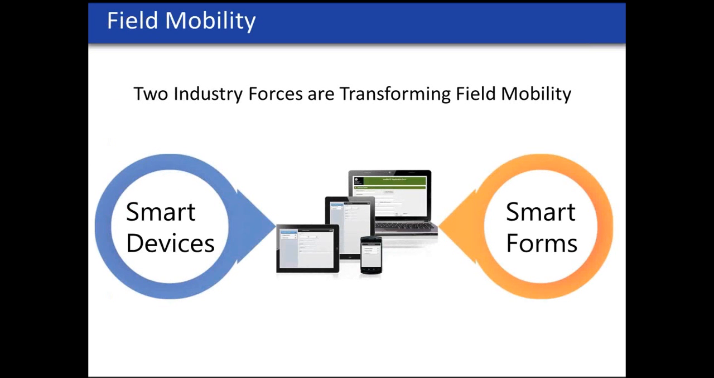Okay, so let's look at the industry forces. There are really two forces working to fundamentally change mobile data capture: the transition to smart devices and the transition from PDF or other static forms to SmartForm applications. Let's look at each of these transitions and their impact on field mobility. First, we're going to start with mobile.